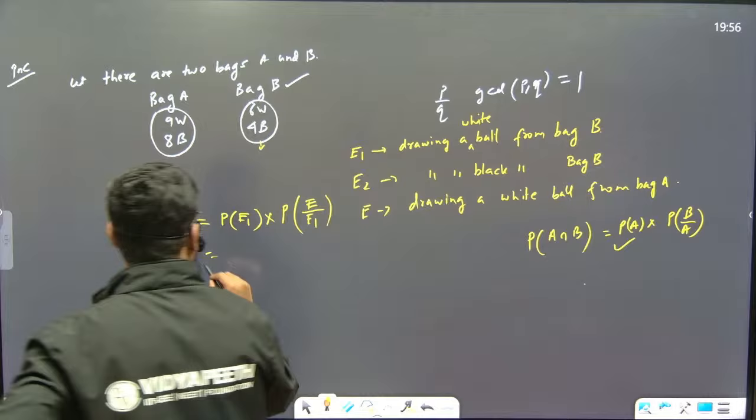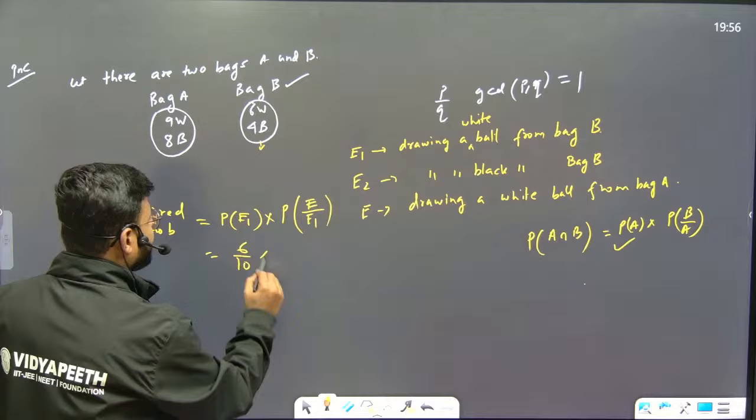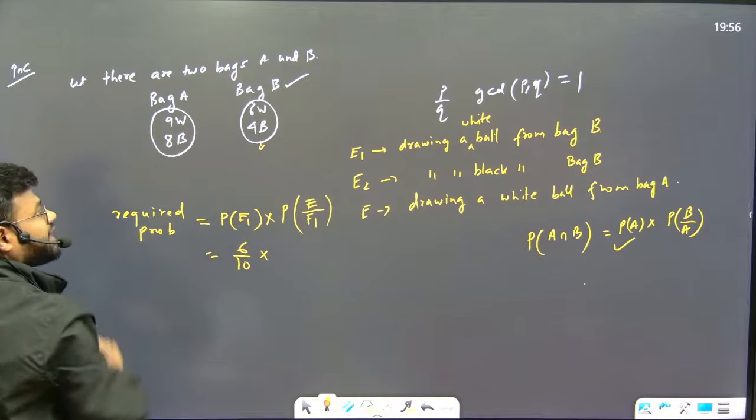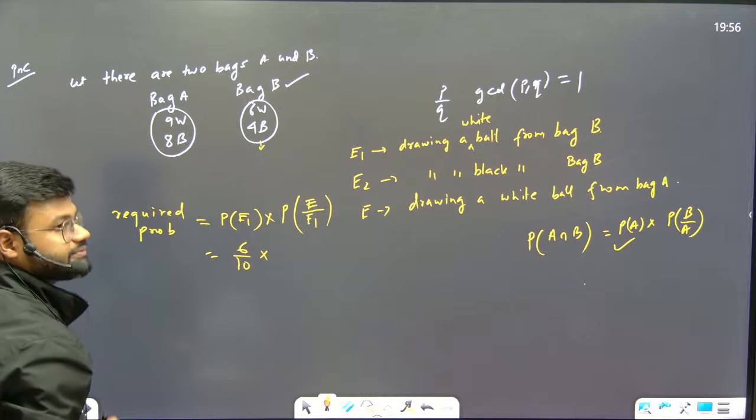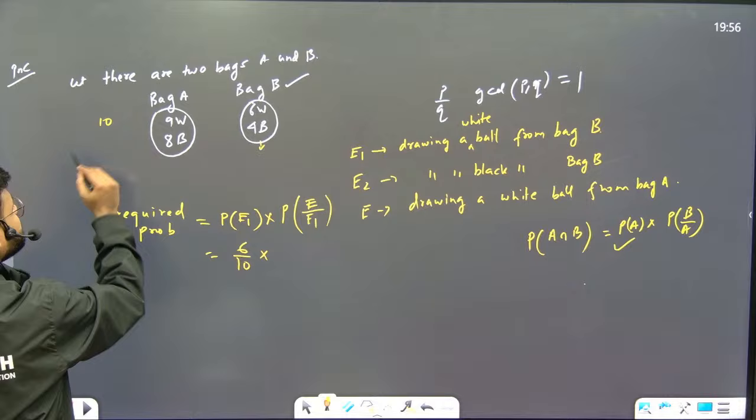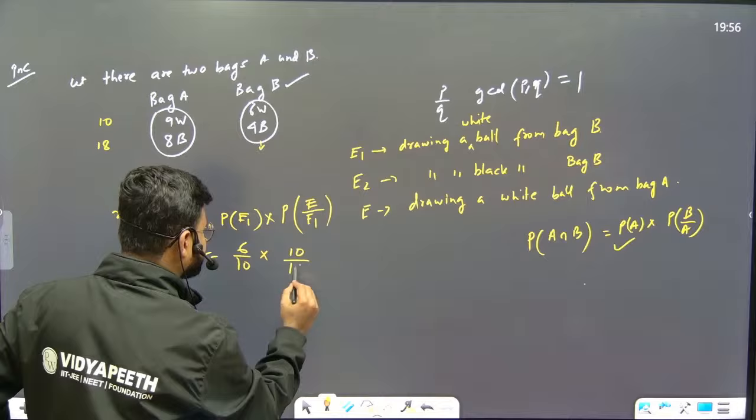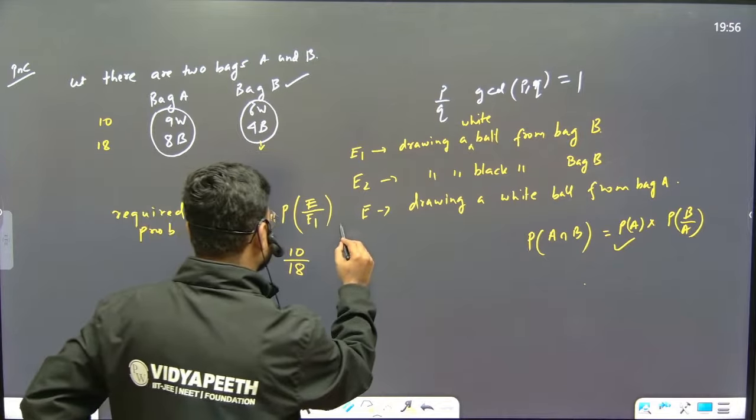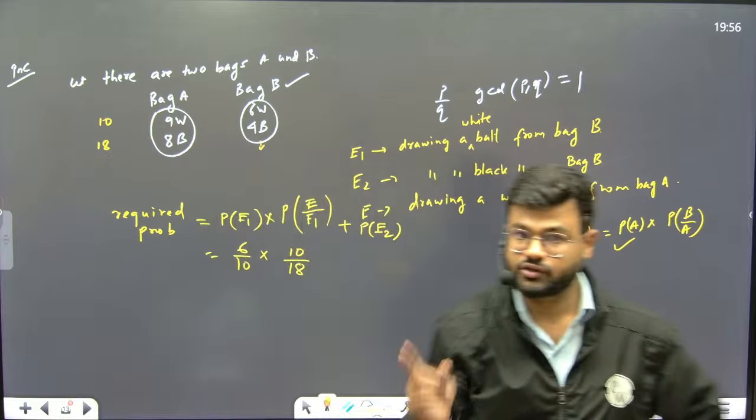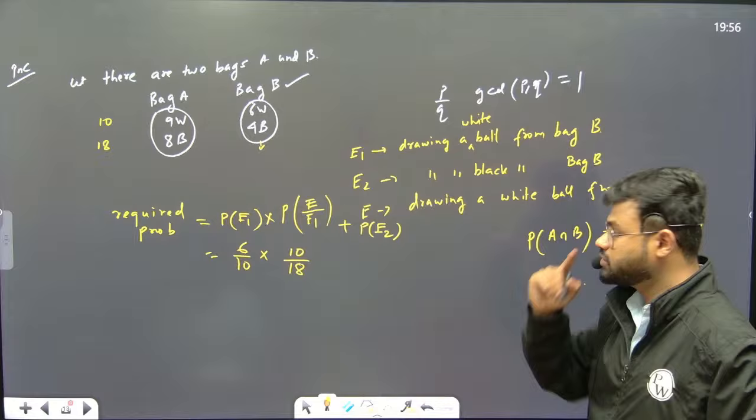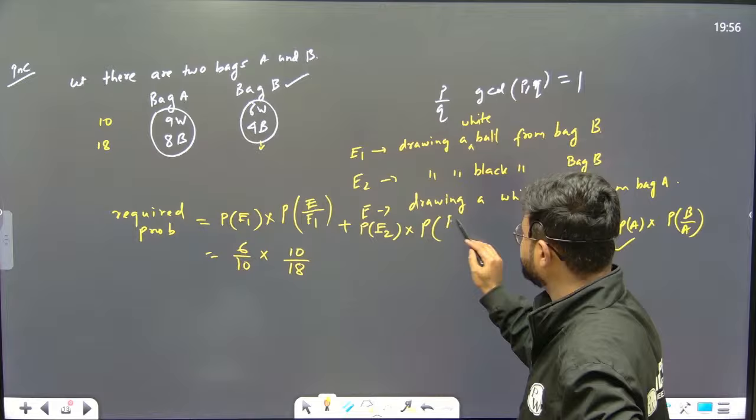So what is the probability of drawing a white ball from bag B? This is going to be 6 by 10, and after drawing I am putting it in bag A. Since I have drawn the white ball, now the white balls are 10 in number, and the total will be 18. So the probability of drawing a white ball now is 10 by 18, right? I hope all of you have understood. Plus probability of E2, because they have not mentioned which ball you are transferring, whether a white ball or a black ball, so you have to consider both cases. So probability of E2 multiplied by probability of E given E2.